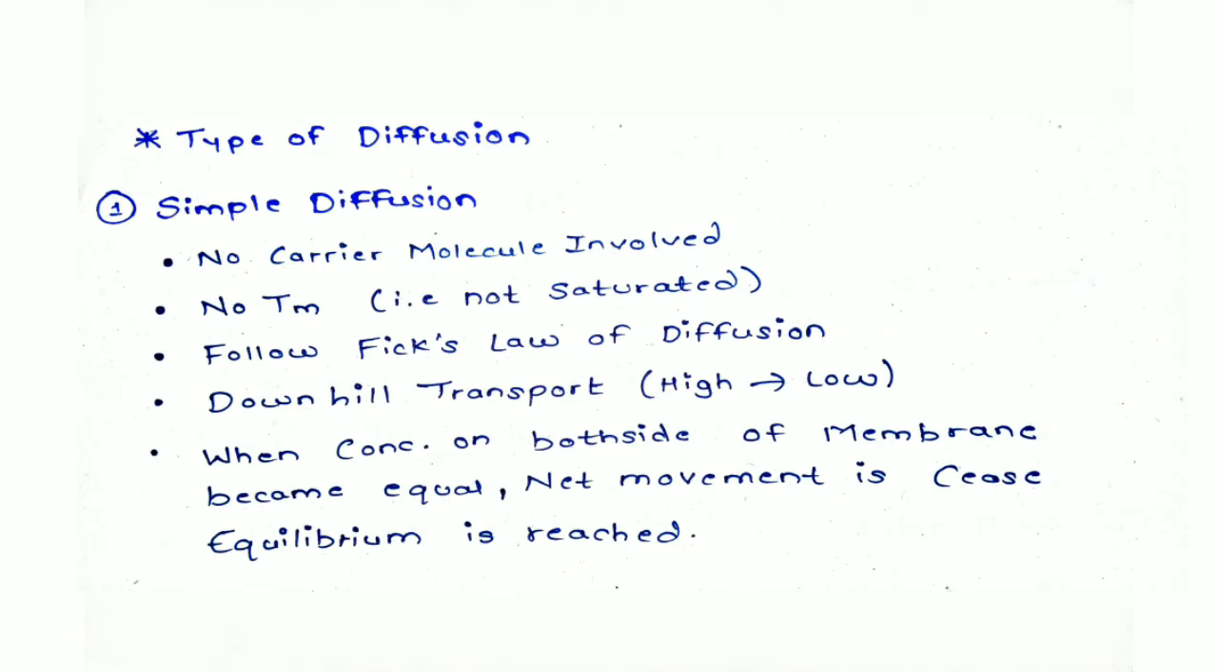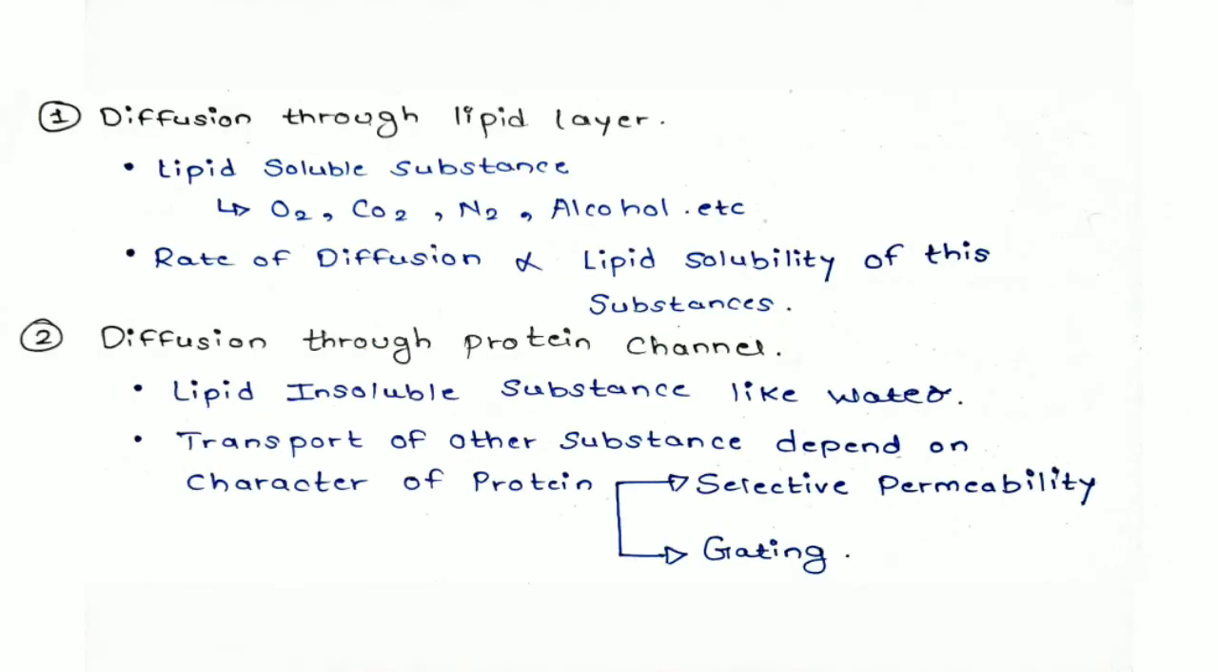When the concentration on both sides of the membrane becomes equal, the net movement of molecules ceases and equilibrium is reached. Simple diffusion occurs by two methods: directly through the lipid membrane or through a protein channel. Substances such as oxygen, carbon dioxide, alcohol, and nitrogen gas dissolve directly in the lipid layer and diffuse through the cell membrane.